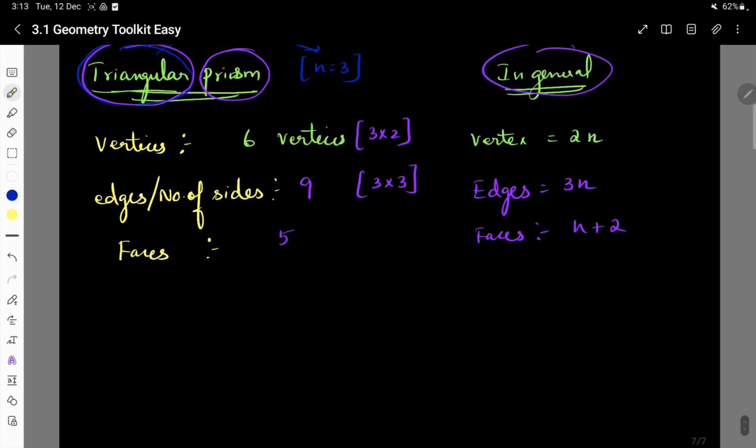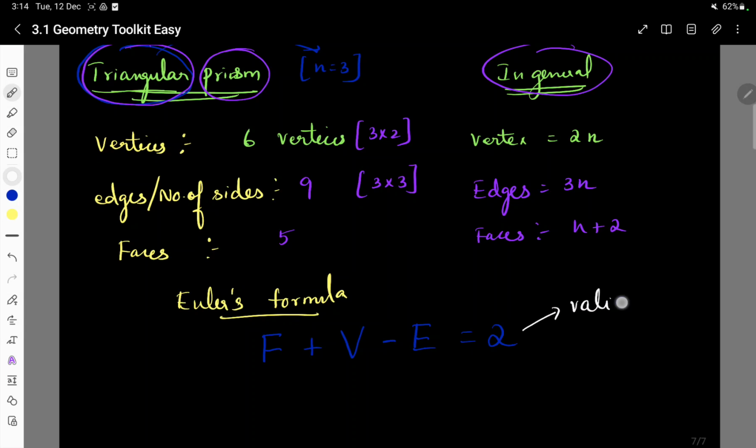So we have an Euler's relation for this also, Euler's formula. Always the number of faces F, whatever we have, plus the number of vertices V, whatever we have, minus the number of edges, will be equal to 2. This is valid for both prism and pyramid.